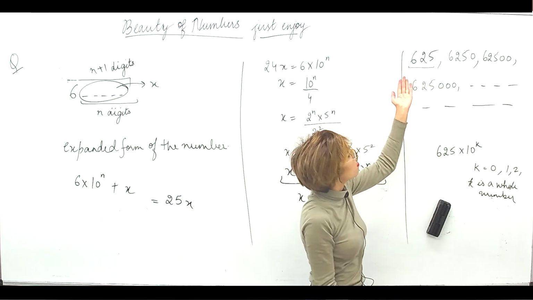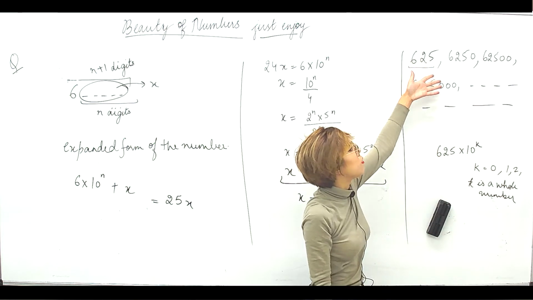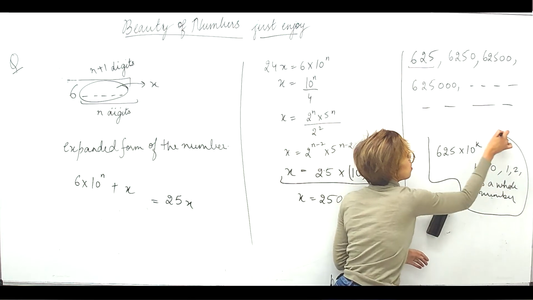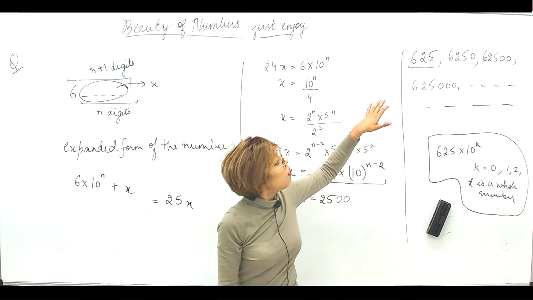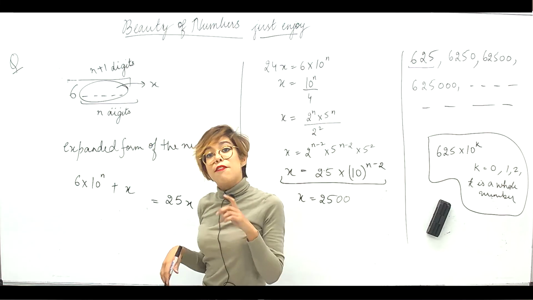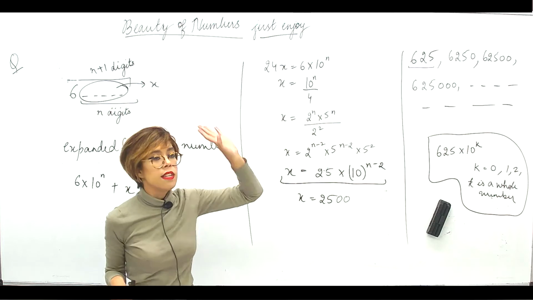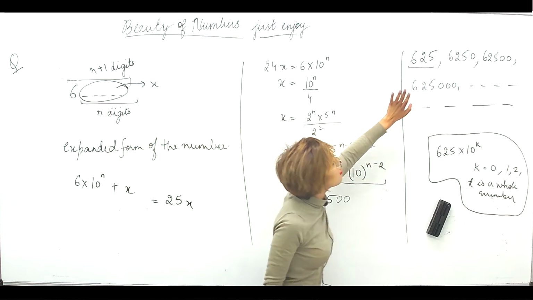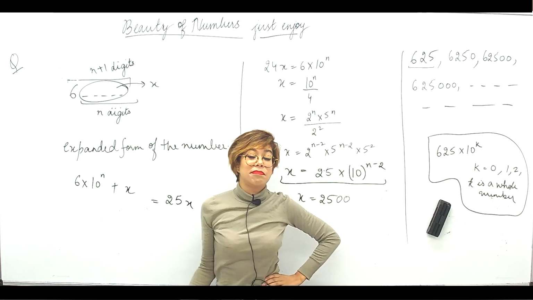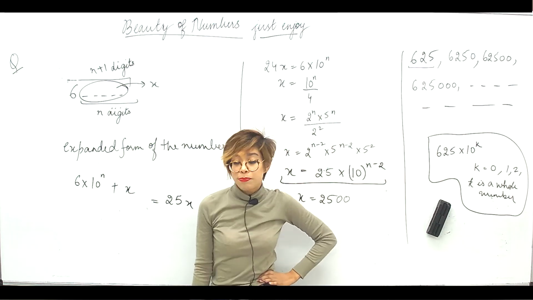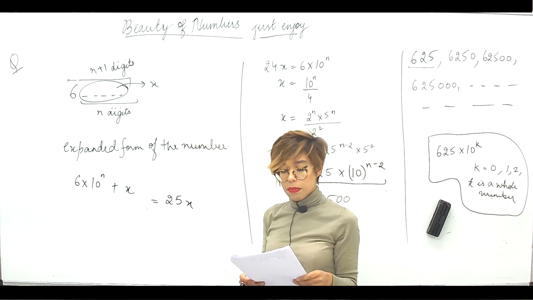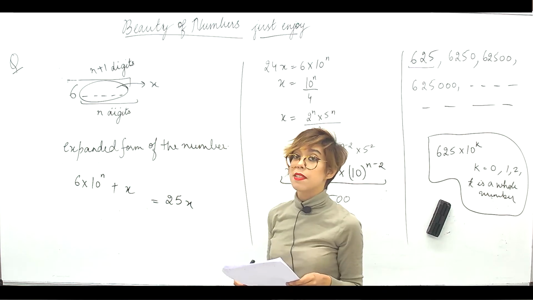We can, because there's a clear pattern: 625, 6250, 62500, and so on. So these are all such numbers which satisfy the property. Which property? That they begin with 6, and if I delete the 6, the number decreases 25 times. Beautiful. Right?